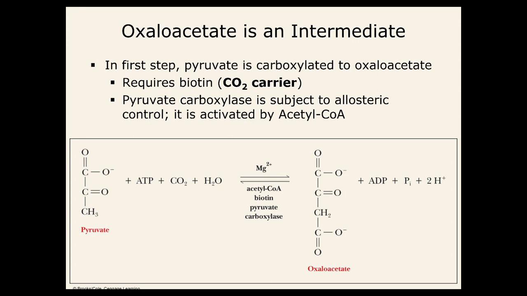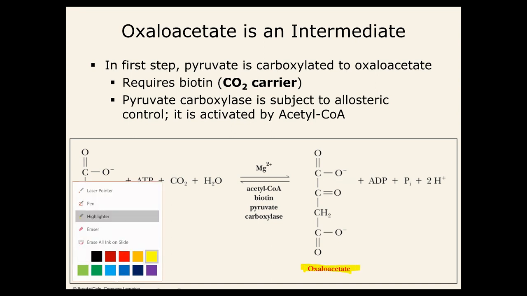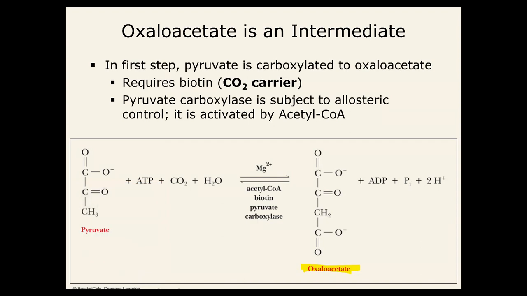These are highlighting the key steps of gluconeogenesis. I'm just going to highlight something. It is really important, but it's a little bit ahead of us. Here's oxaloacetate. I just want to make a note. This is a citric acid cycle intermediate.